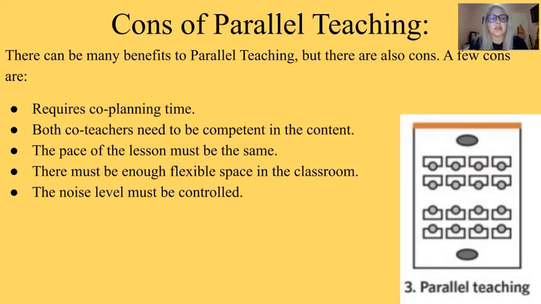And then another one is the pace of a lesson must be the same. So you don't want one teacher finishing 10 minutes early or 10 minutes late or even 5 minutes early, because it would just give the other side of the classroom either time to distract or they'd be ahead, and you want the classroom to be in an equal setting. The next one is there must be enough flexible space in a classroom. And that one's pretty self-explanatory.